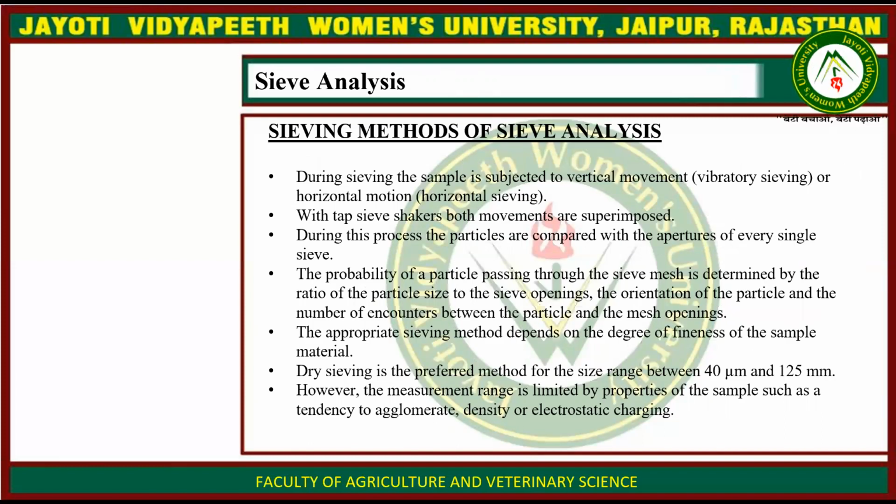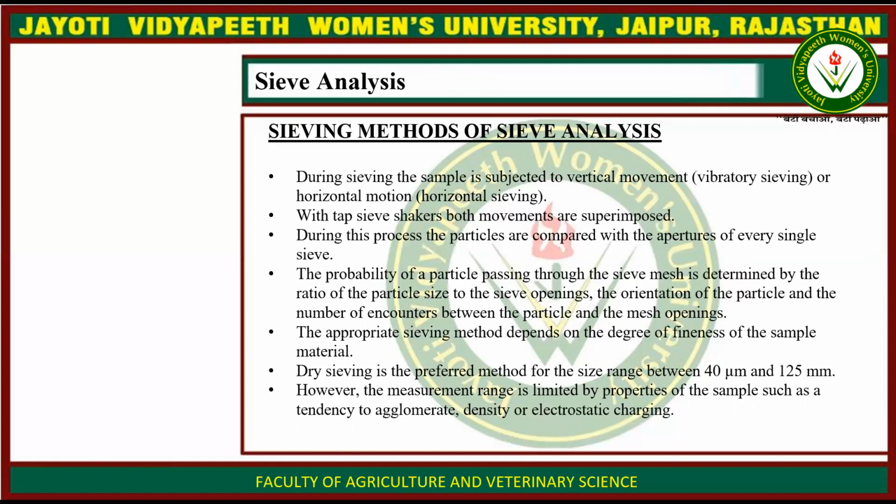Then, sieving methods of a sieve analysis. During sieving, the sample is subjected to vertical movement or horizontal movement. With tap sieve shakers, both movements are superimposed. During this process, the particles are compared with the apertures of every single sieve. The probability of a particle passing through the sieve mesh is determined by the ratio of the particle size to the sieve openings, the orientation of the particle, and the number of encounters between the particle and the mesh openings.